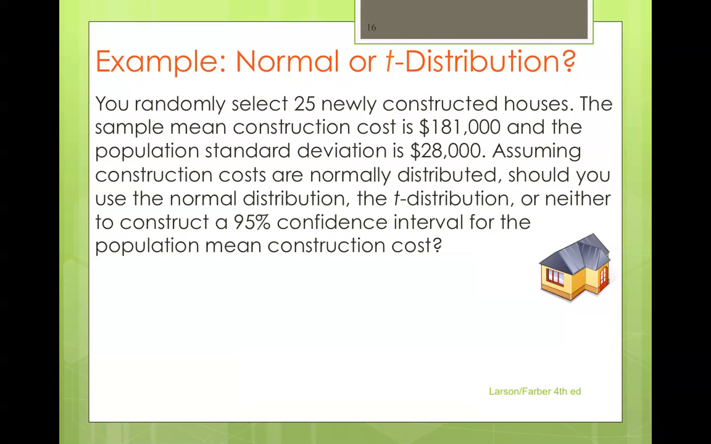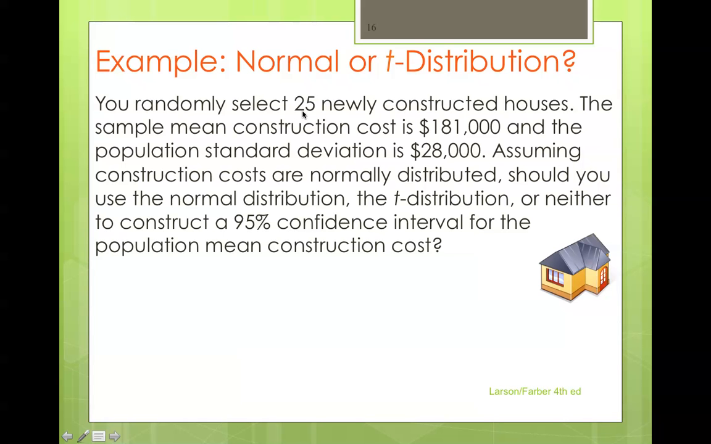So you randomly select 25 newly constructed houses. The sample mean construction cost is $181,000, and the population standard deviation is 28. Assuming construction costs are normally distributed, should you use the normal distribution, the t-distribution, or neither to construct a 95% confidence interval for the population mean?